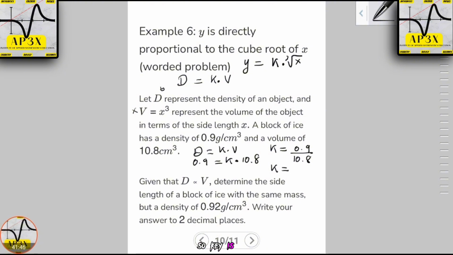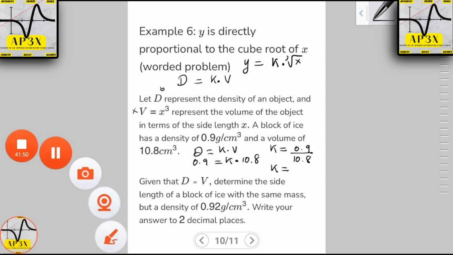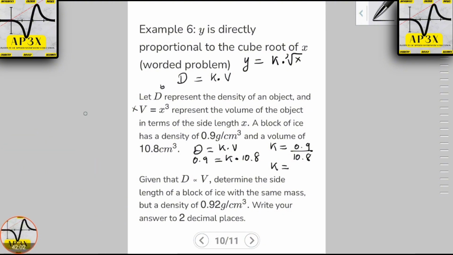So K is equal to, let's go on our calculator, 0.9 divided by 10.8. We get K here to be equal to 0.083 recurring. All right, so that's K.